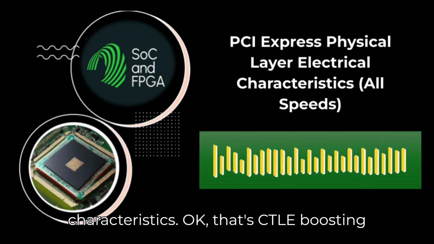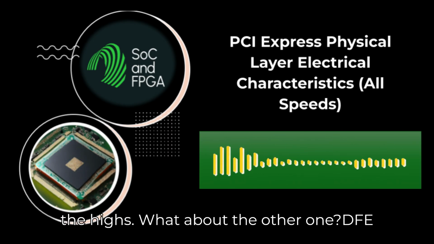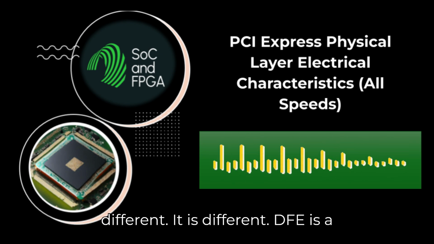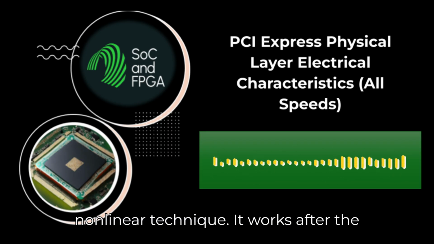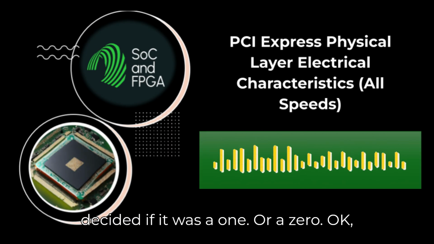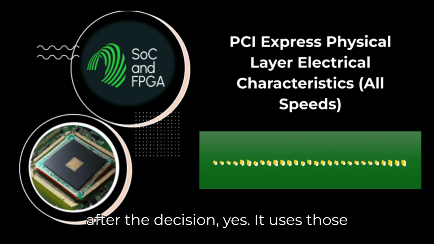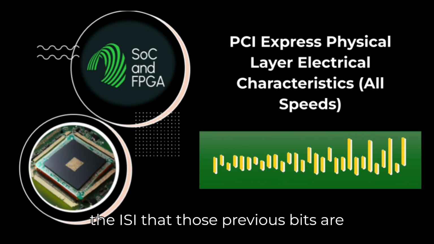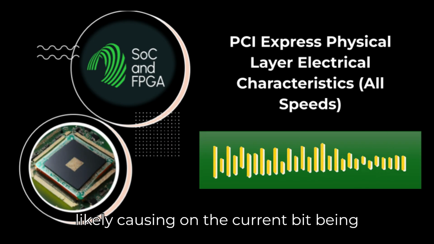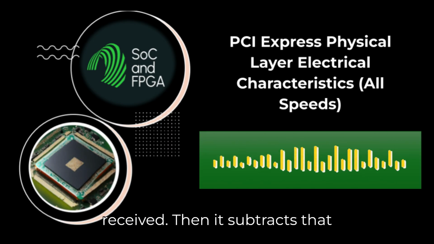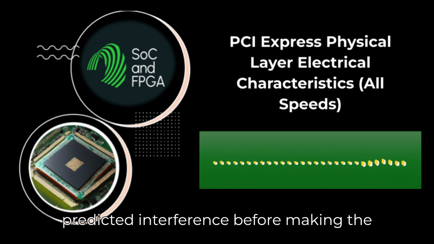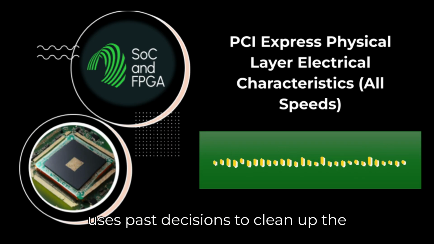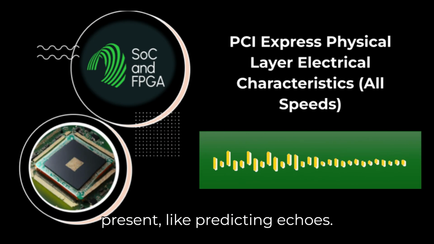Okay, that's CTLE boosting the highs. What about the other one? DFE, decision feedback equalizer. Sounds different. It is different. DFE is a nonlinear technique. It works after the receiver has made a decision about a bit, decided if it was a 1 or a 0. Okay, after the decision. Yes. It uses those decided bits to predict the interference, the ISI, that those previous bits are likely causing on the current bit being received. Then it subtracts that predicted interference before making the decision on the current bit. Whoa, okay. It uses past decisions to clean up the present, like predicting echoes.